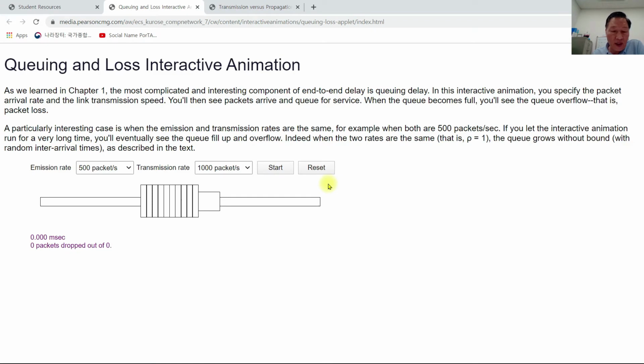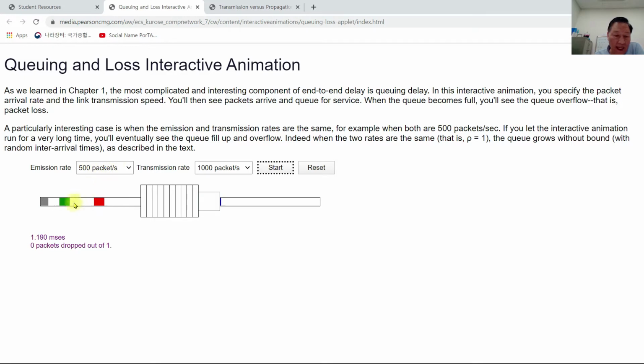This one is about queuing and loss. Let's assume this is one intermediate router, and our packet goes through many intermediate routers. But to understand clearly, we are focusing on only one router. Here, this is showing some memory of finite size, and depending upon the buffer size, overflow happens. Let's look at the initial default value. Let's start. Then this is the emission rate.